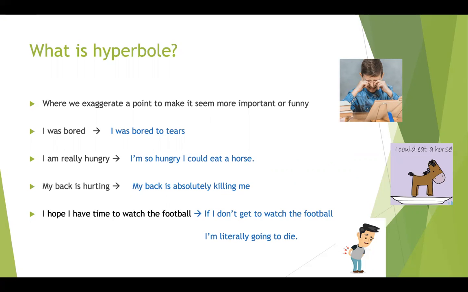The third one is one that I say a lot. And instead of saying my back is hurting, we exaggerate it to make it seem bigger. And we say, "Oh, my back is absolutely killing me." Oh, well, it's not actually killing you. You're not going to die from a hurt back. But again, it just makes it seem a little bit more important. And the fourth one is another example where instead of saying, "I hope I have time to watch the football," we might say, "Oh, if I don't get to watch the football today, I'm literally going to die." Well, you're not going to die. That's just another example of adding hyperbole to a sentence.